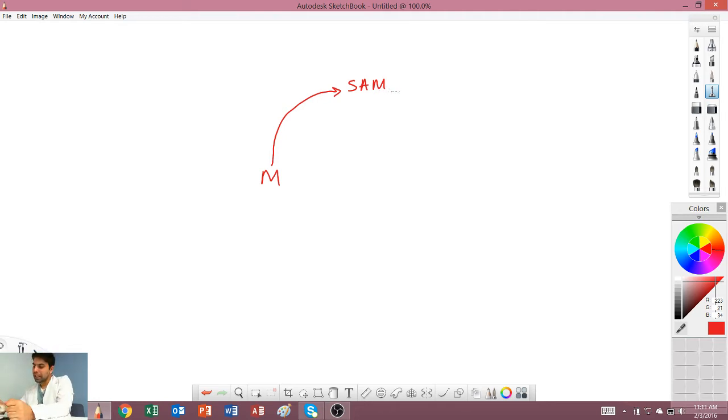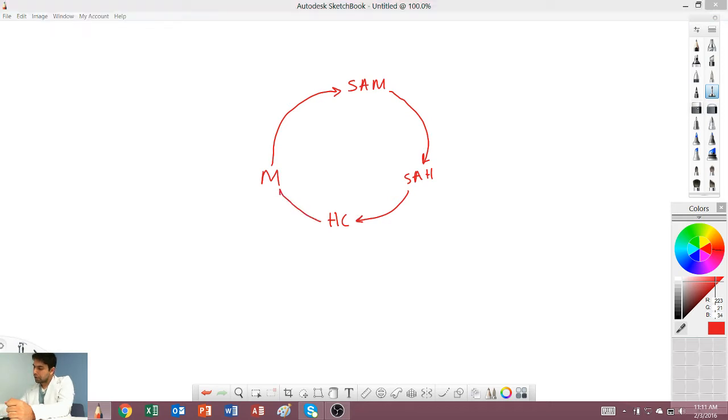Okay, and I'll tell you what this stands for, okay, guys? This will become SAM. And this will become homocysteine. Homocysteine. I want to remove the M in the center. I like to make it this cycle because that's how it's in my head.